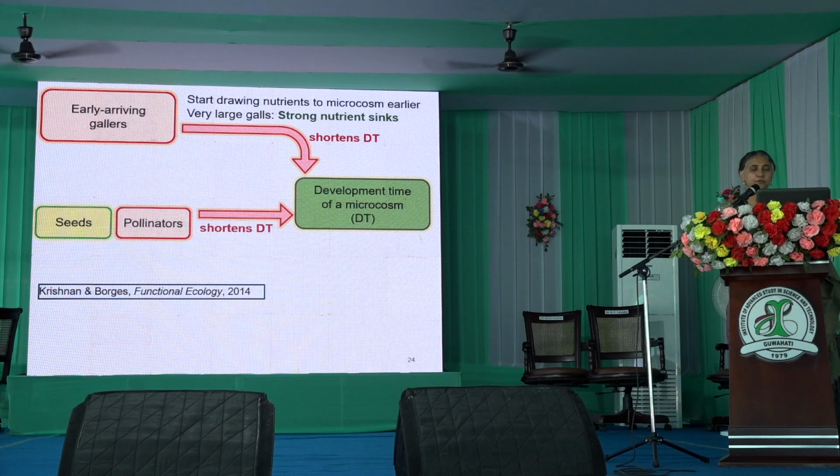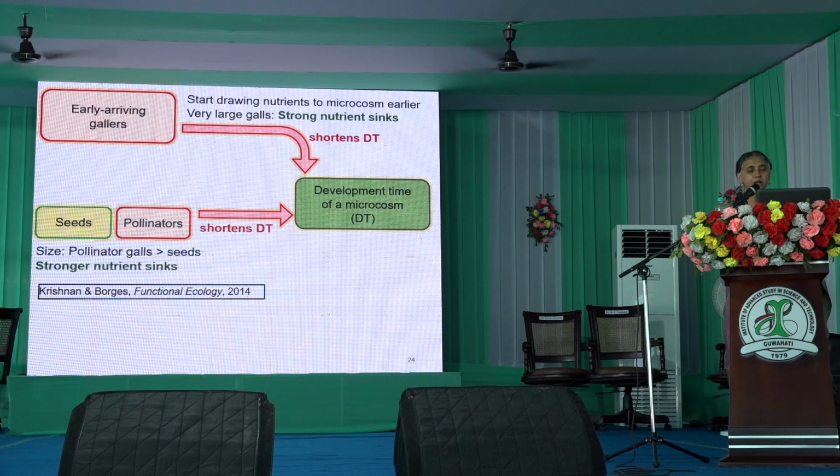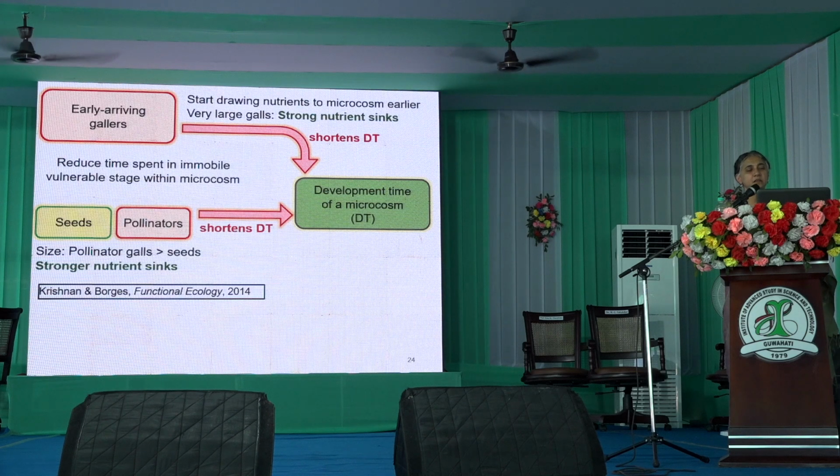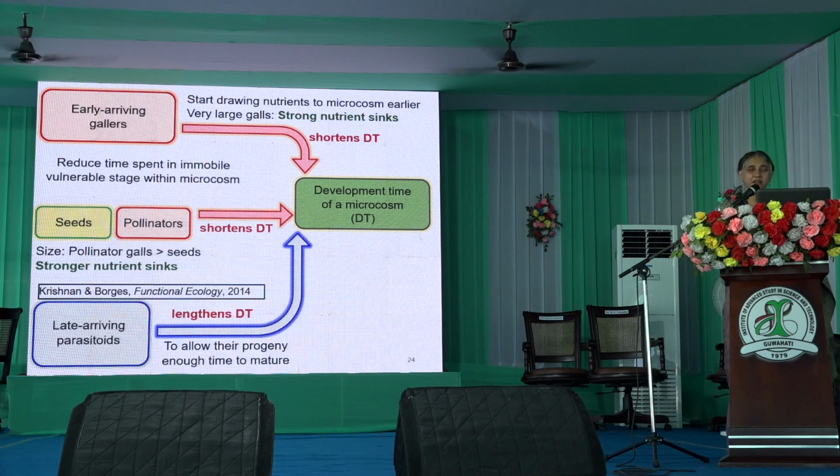The ones that are the seed formers, the pollinators, they are also shortening developmental time. Pollinator galls, they are very, very strong nutrient sinks. They want to reduce the time spent in this immobile, vulnerable stage within the microcosm. The later arriving carnivorous wasps, they are actually trying to lengthen the developmental time of the entire microcosm because, as I told you, they come later. So they get a much shorter time to finish their development. And they try to slow down the development of the microcosm.